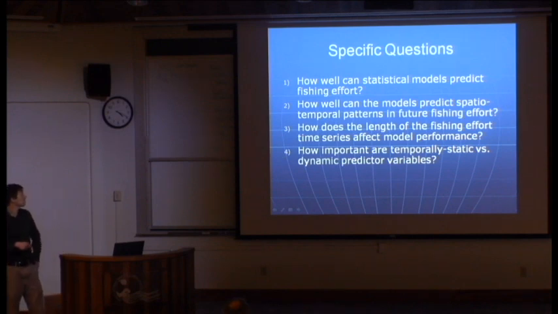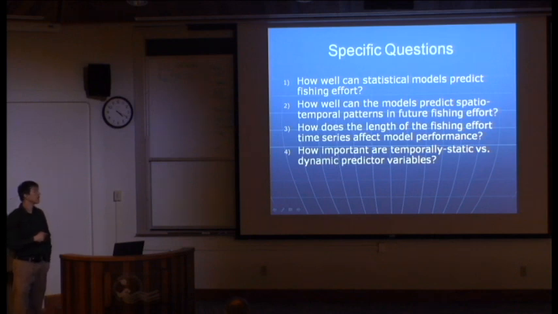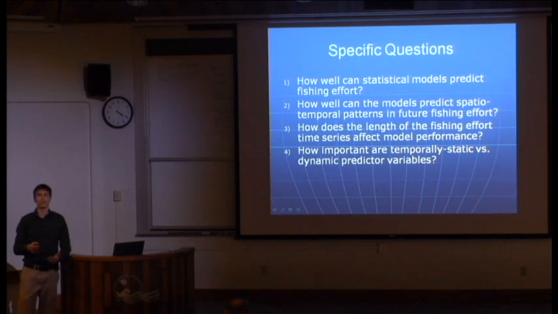And then finally, we asked this question of how important are temporally static versus dynamic predictor variables? By static predictor variables, I mean things like latitude, longitude, bathymetry, things that don't change over time. If these things are very important, then you don't need distribution modeling. You can just do that more simplified overlap approach that I talked about, because things aren't going to change from 1 year to the next.